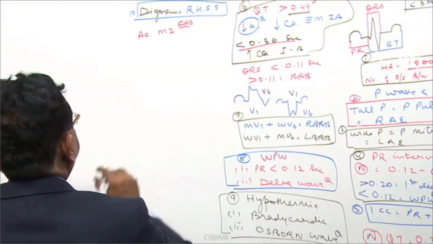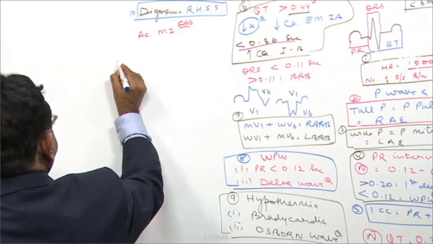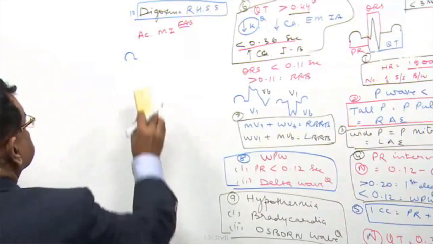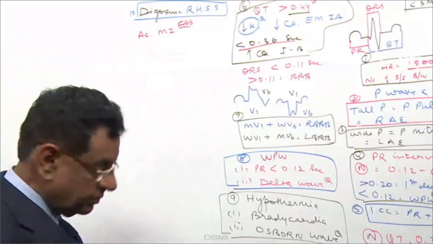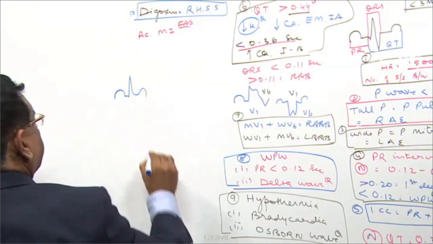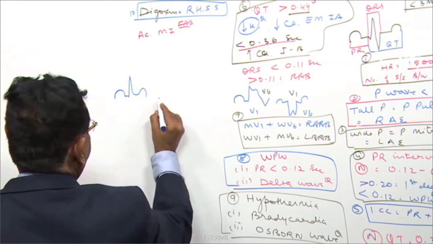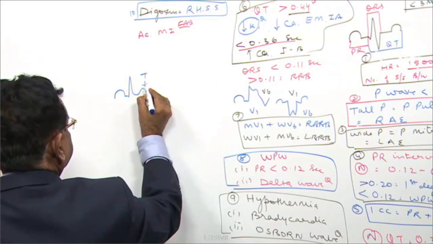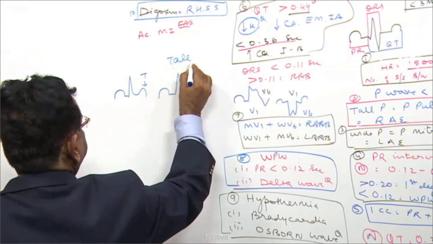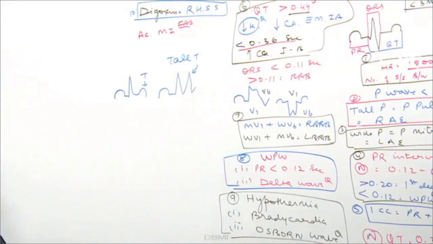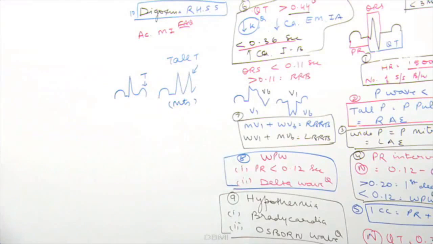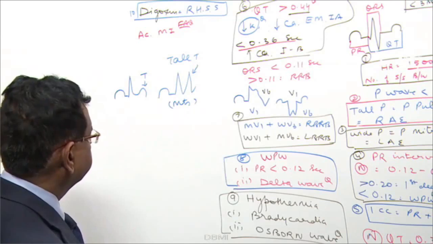So let's see what recording we get here. This is the normal recording. Now when acute MI occurs, the first finding is tall T wave. This is a T wave. The T wave has gone tall, and this occurs within minutes of acute MI.